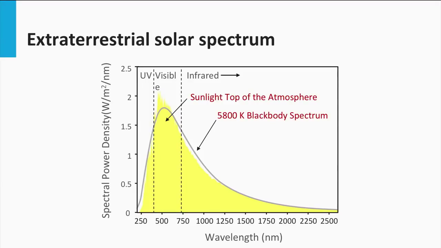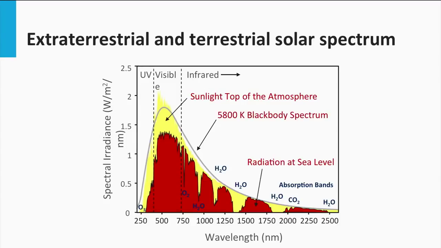Note that the gray line represents the spectrum of a black body radiator at a temperature of 5,800 kelvins. This demonstrates that Planck's formula gives a reasonable estimate of the solar spectrum, as discussed in the previous block. The red area reflects the spectrum arriving at the Earth's surface.